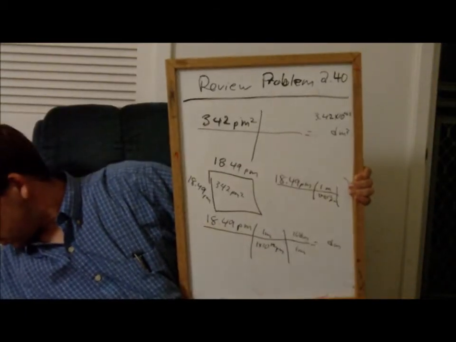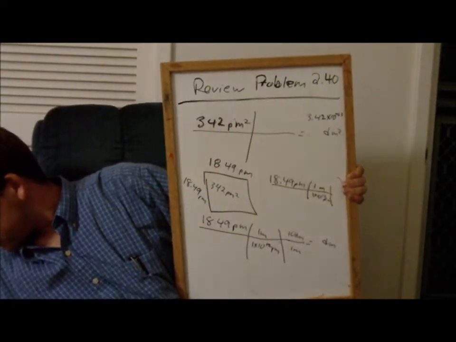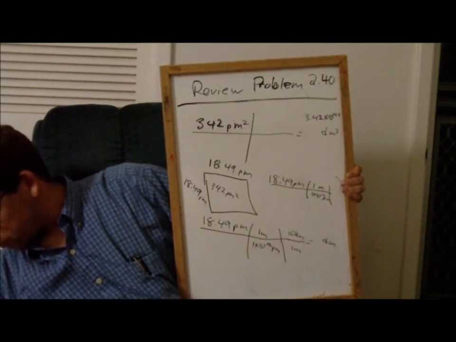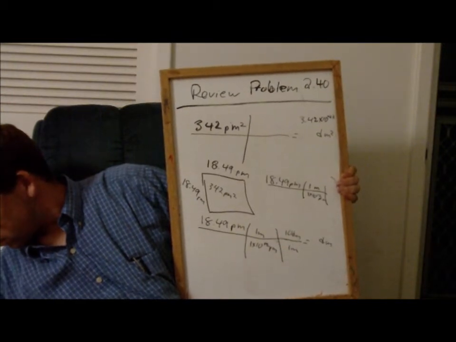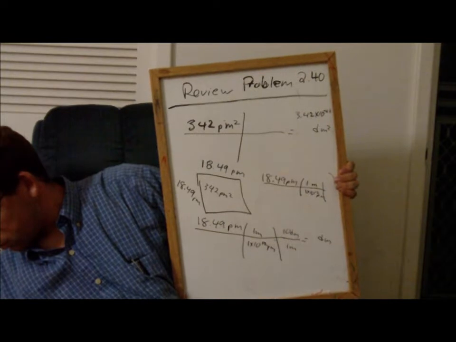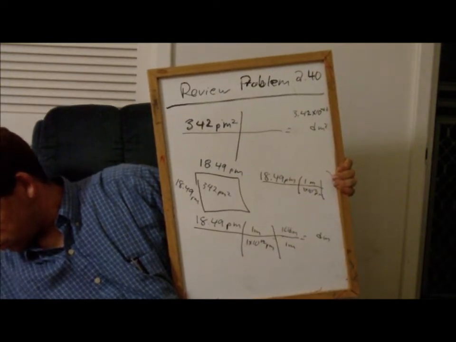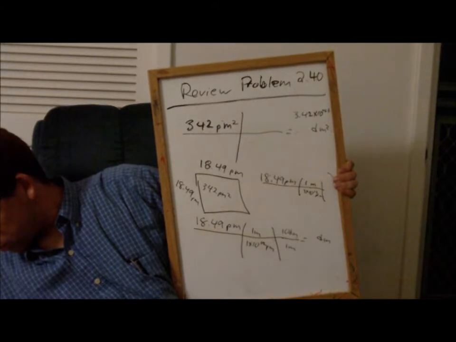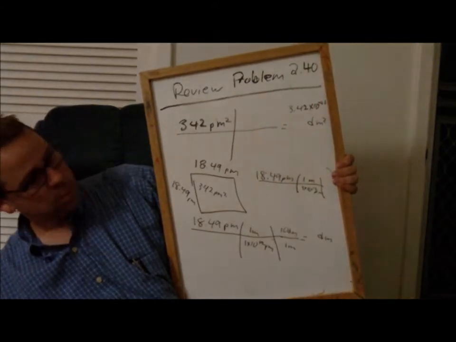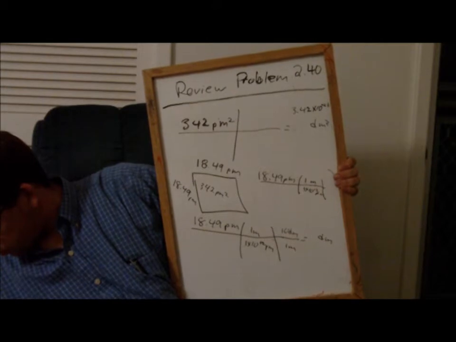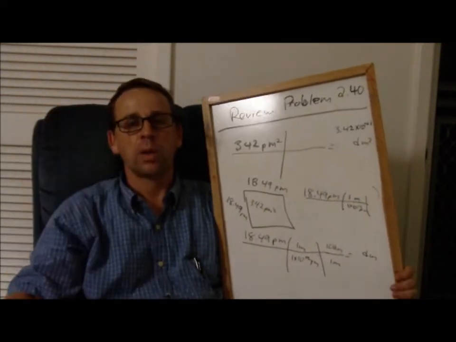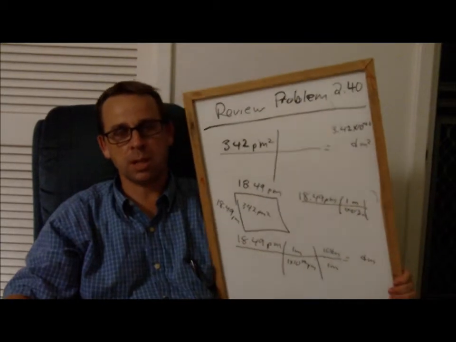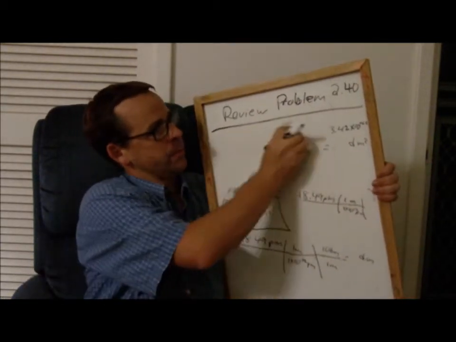Alright, I'm going to check that one, make sure we did it right. Alright, so we got it. 3.42 times 10 to the minus 20 decimeters. Alright.